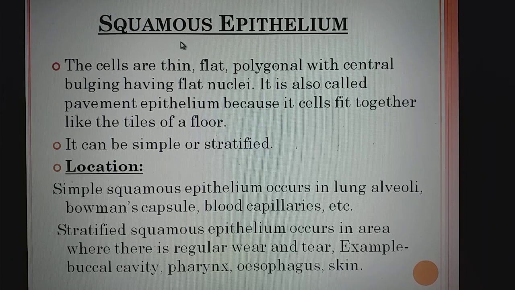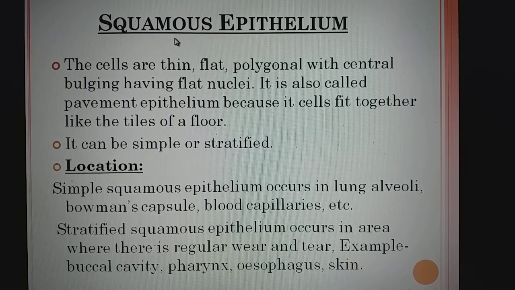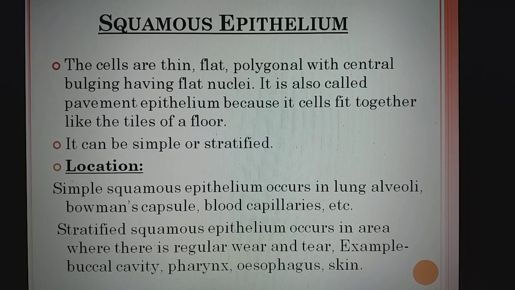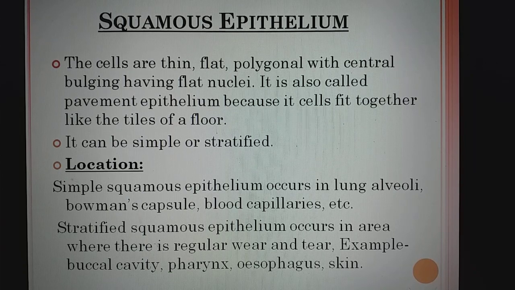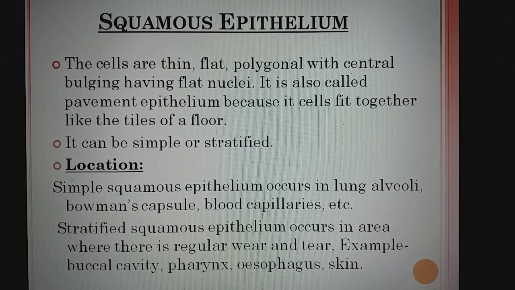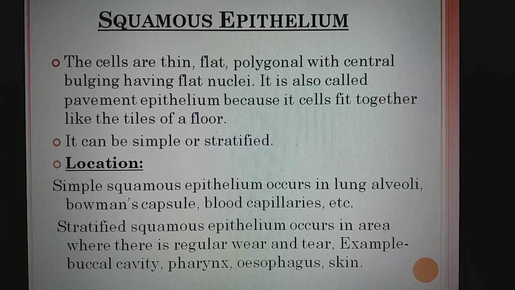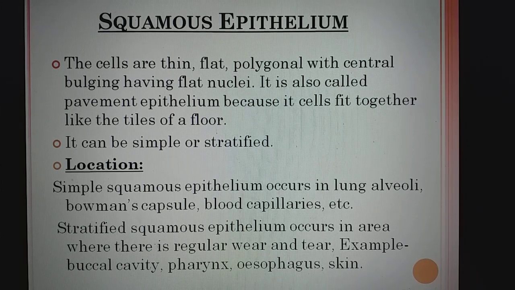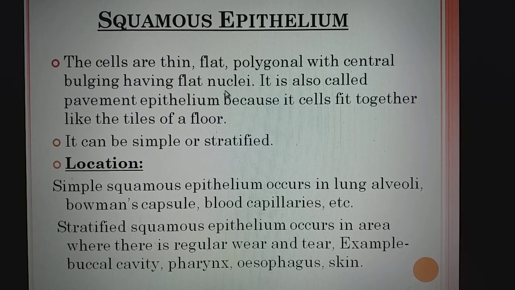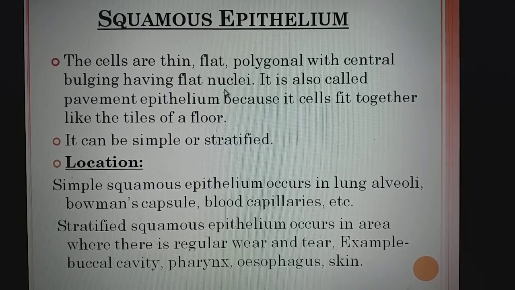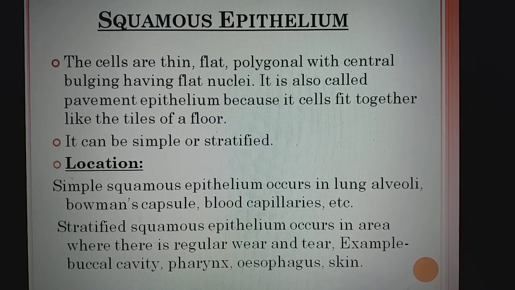Now, epithelial tissue is again of many types. On the basis of cell shape, it is of three types, that is squamous epithelium, cuboidal epithelium and columnar epithelium. So remember these three: squamous epithelium, cuboidal epithelium and columnar epithelium. First we will study the squamous epithelium. In squamous epithelium, the cells are thin, flat, polygonal with central bulging having flat nuclei. You will find that the central part is bulged out, and that bulging part contains the nucleus.